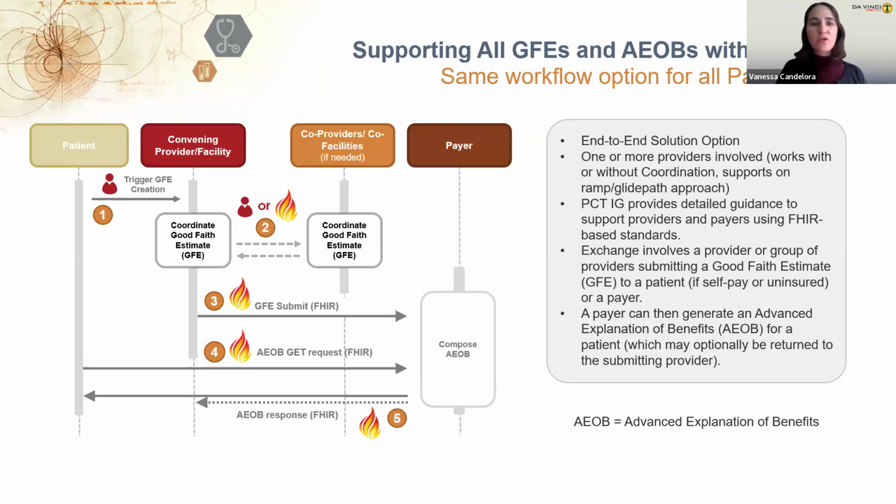So this doesn't assume that there are more than one providers involved. You could still just have one provider send their information to a payer as well. And it provides detailed guidance using FHIR-based standards. It's again available optionally to the provider that submitted the information for that parity of information. Next slide, please.